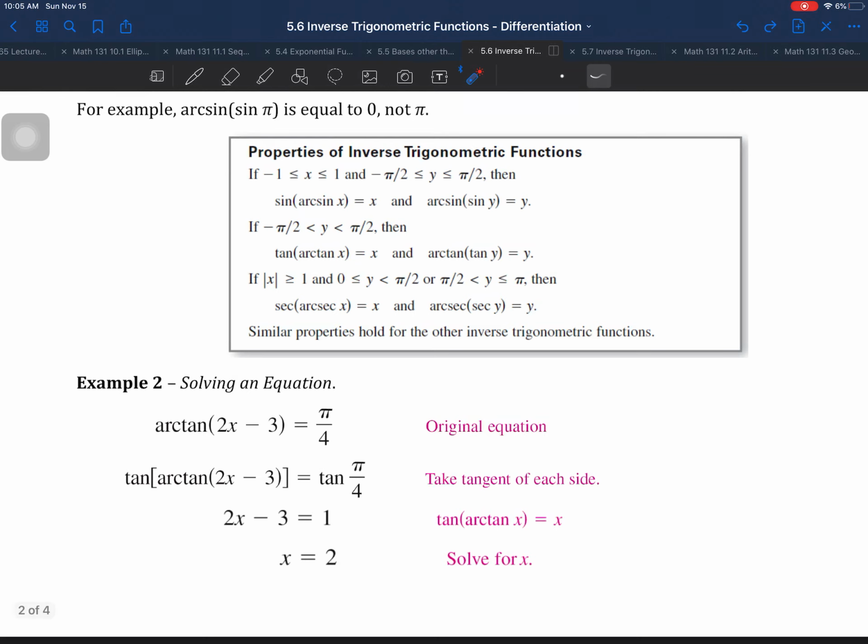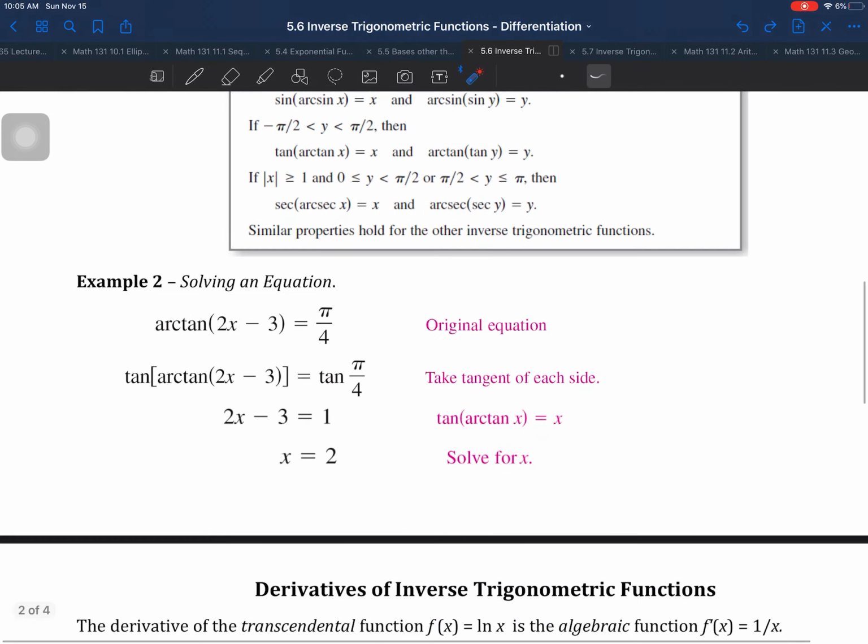Same thing with the arcsecant. This is a real number, the output is a real number. Here's an angle, the output is an angle. All right. So this will help us.